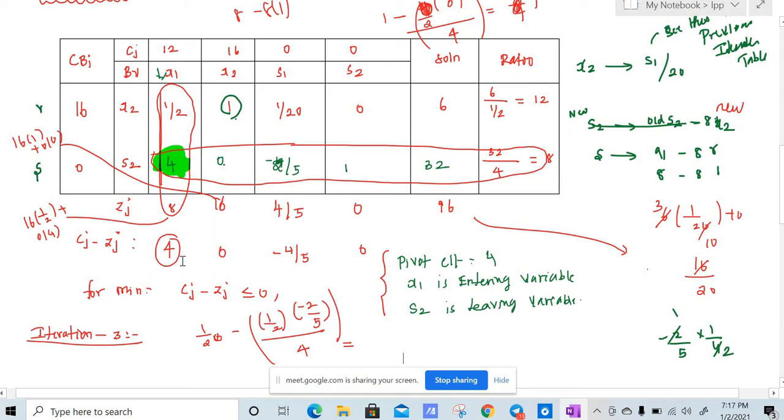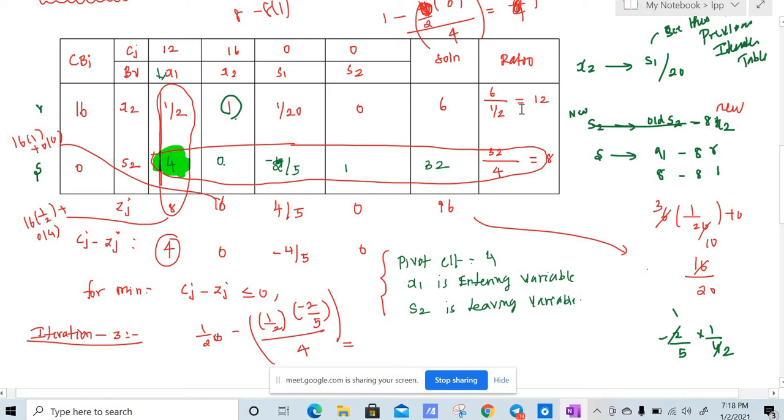Again this is not optimal. So for minimum, all values for cj minus zj have to be less than or equal to 0. So again you need to choose the maximum element in cj minus zj, which turns out to be 4 here. So here this column is our key column, and you just form a ratio. So what is the ratio? Solution divided by key column value.